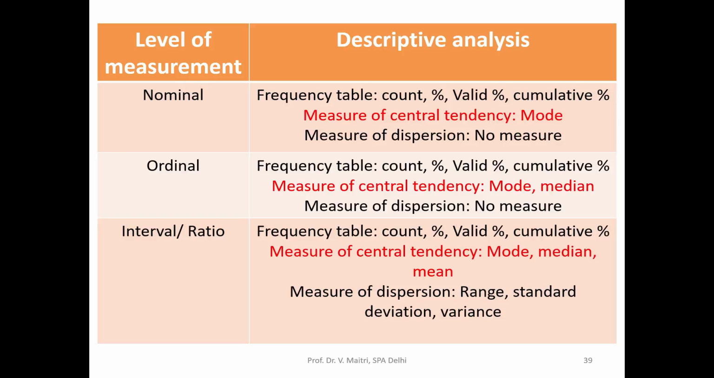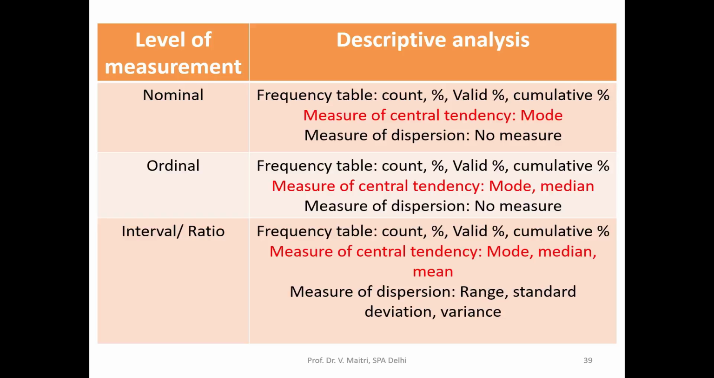Similarly, what are the different levels of measurement and what type of descriptive analysis we can use for each. We also did it in the previous discussion, but once again we repeat it. For nominal data, we can have a frequency table, count, percentages, valid percentages and cumulative percentages. For central tendency, we can measure the mode, but dispersion we cannot measure.